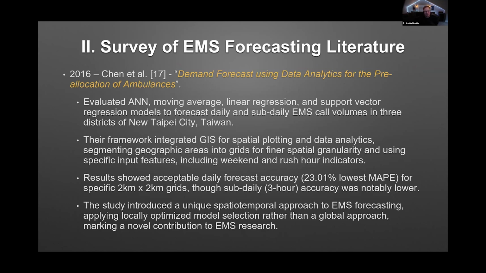Chen, this group of researchers out of Taiwan, picked up the ball from Setzler and attempted to recreate their study using Taiwanese data and using a very similar approach with the grids. And not really shocking, they kind of ran into the same problem with the zero inflated distributions, because again, they used equal sized grids to forecast at 3-hour level granularity. And it was, again, somewhat helpful, but not earth-shattering, didn't really move the needle a lot.